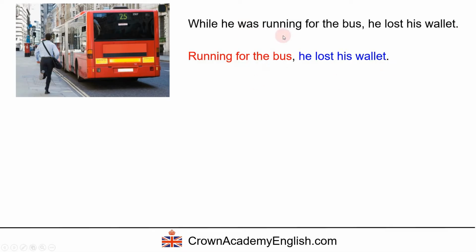Okay, so this sentence means exactly the same as this. The meanings are the same. And in red, this part is called the participle clause because it uses a present participle. This is called the present participle. And this part in blue is the main clause. So we can see here, this is much shorter. Running for the bus replaces while he was running for the bus.